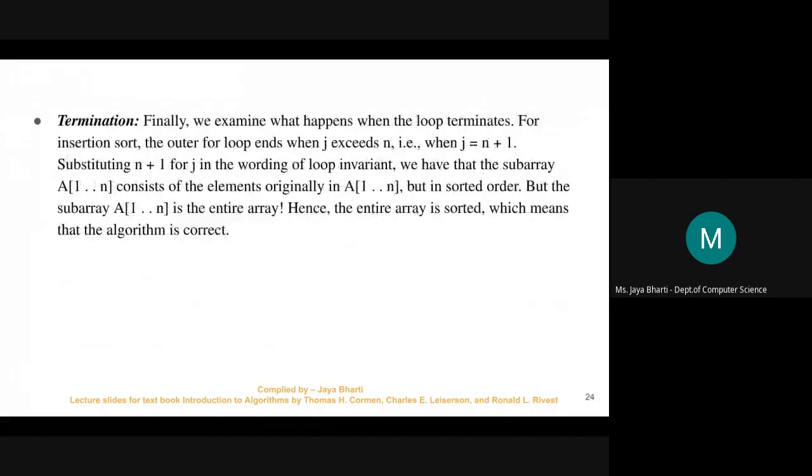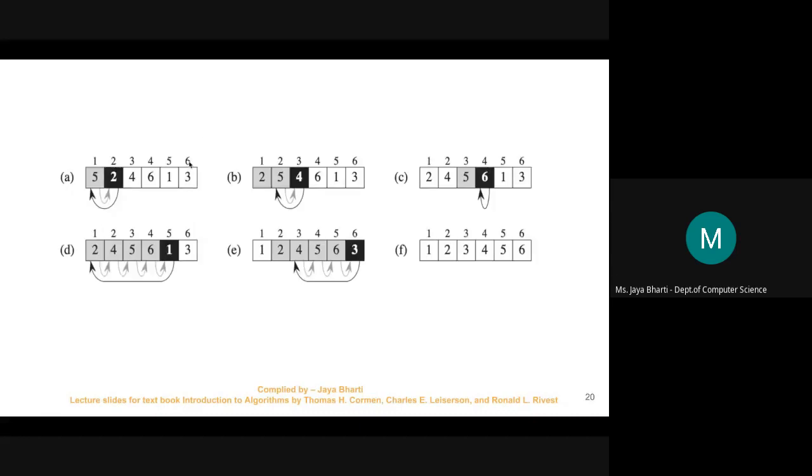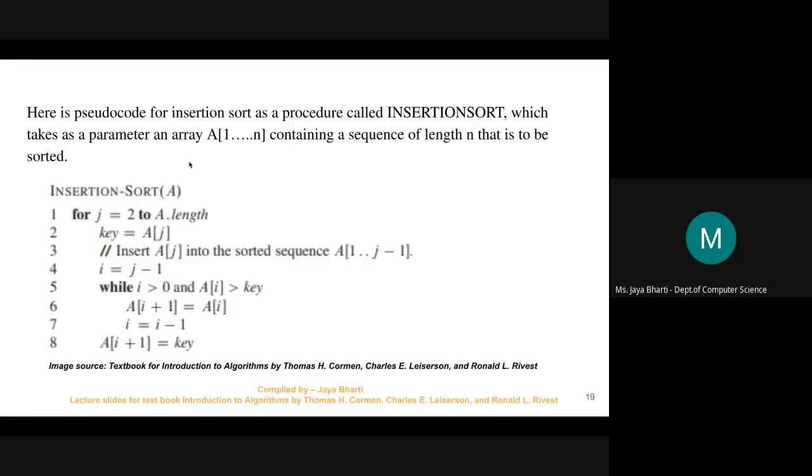Now the last step is termination. So finally we examine what happens when the loop terminates. So when will the loop terminate? Loop will terminate. What is the condition? Condition is you have to run the loop for j is equal to 2 to A dot length. A का length कितना n है. So you need to run the loop for j is equal to 2 to n. So in this example, what is the value? N is equal to 6. Okay, so you need to run it for the 2 to 6 times.